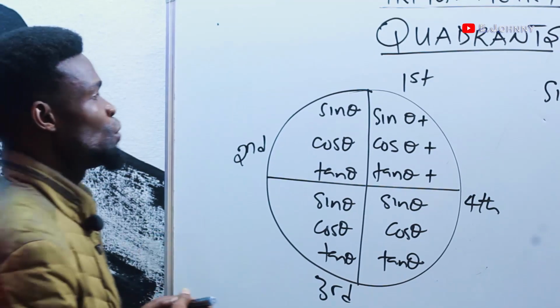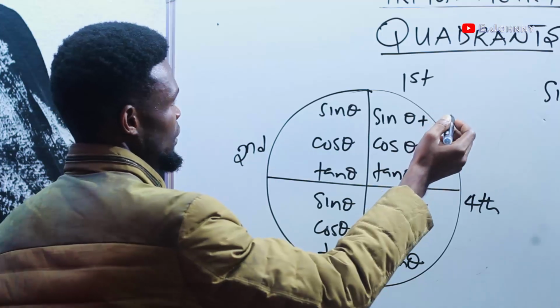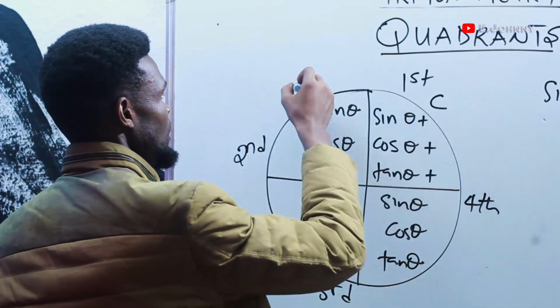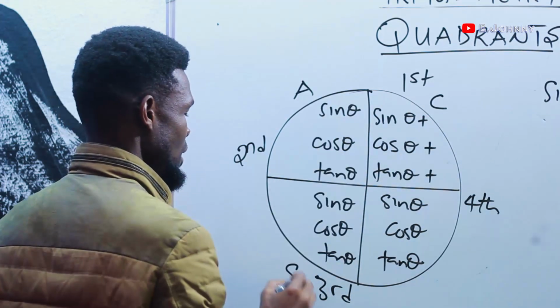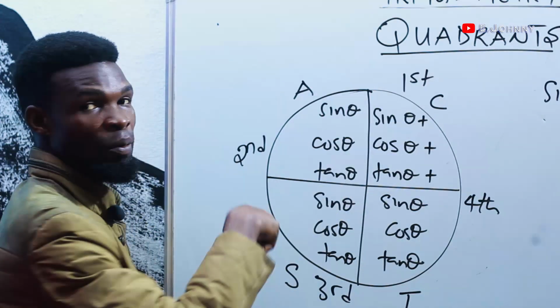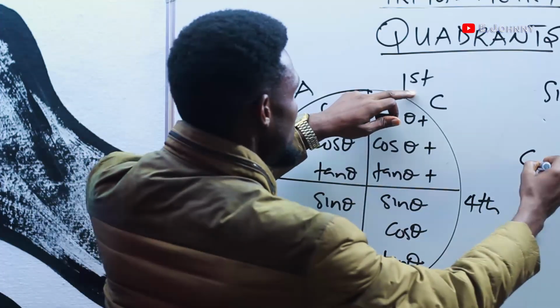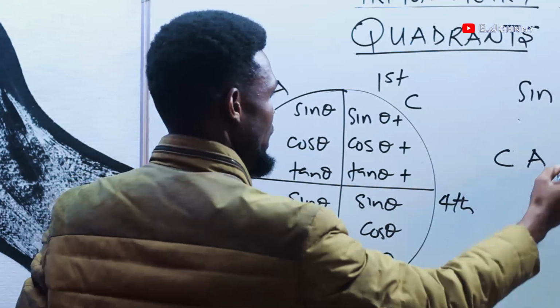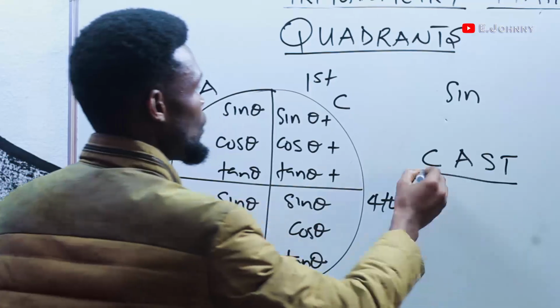And that's just to know something, which is C A S T. If you put it together from anti-clockwise, you have C A S and then T. We call it CAST.